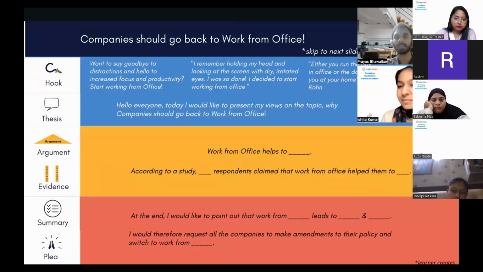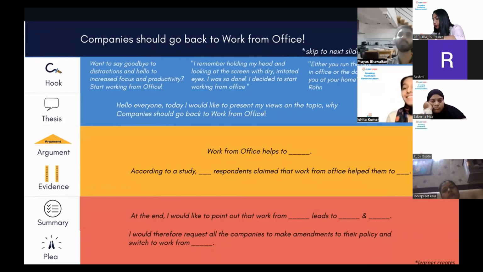This has been researched well, and also according to a study taken by HR reps, it was found out that 60% of the employees found that their productivity was much more increased while working from office. Finally, I would like to point out that work from office leads to increased productivity, better physical and mental health, and improved lifestyle. And I would hence request all the companies to make small amendments to their policy and switch to a completely work from office as it was the case 2 or 3 years back. Amazing.